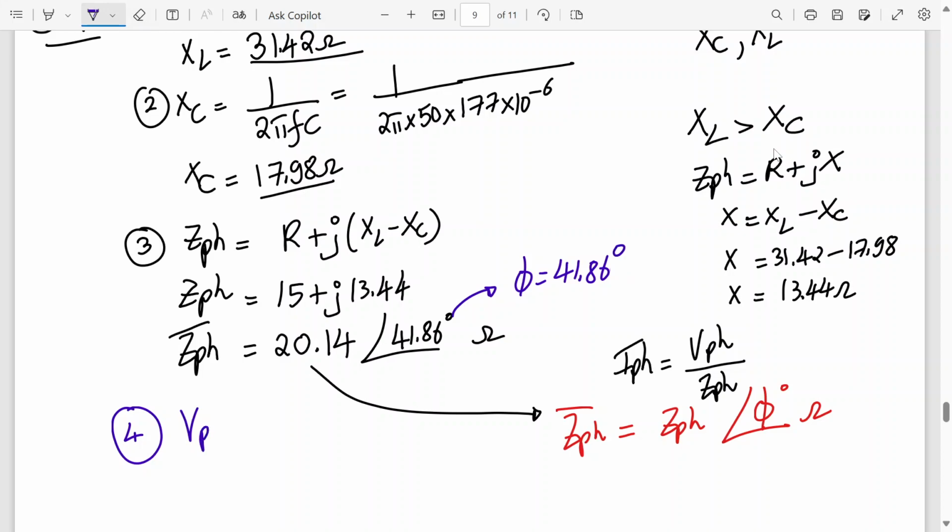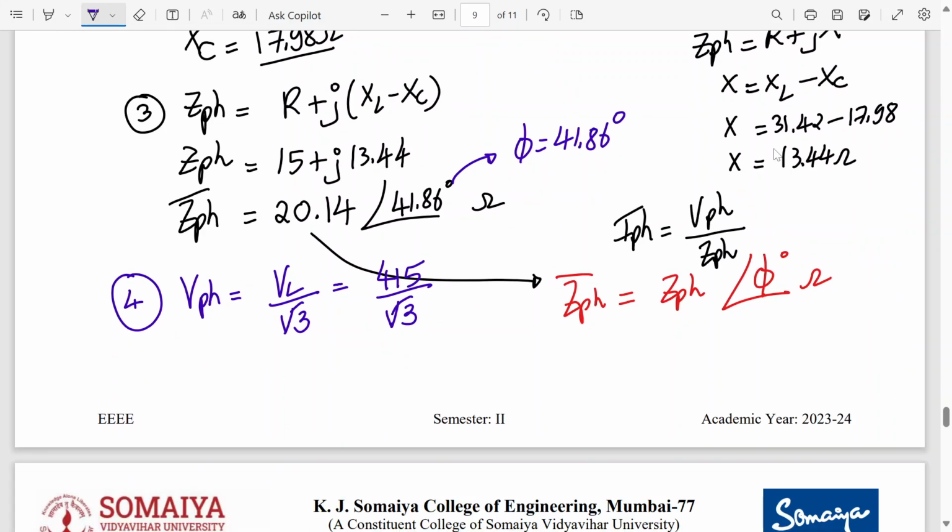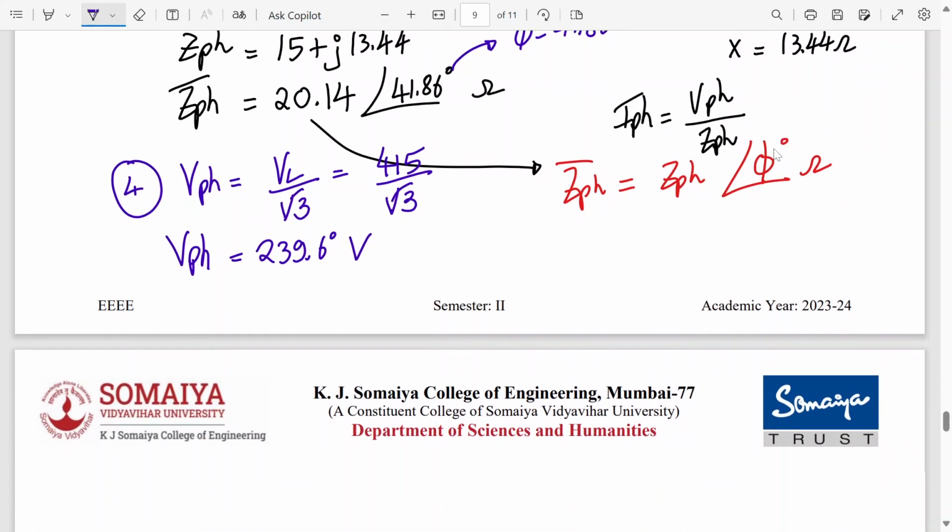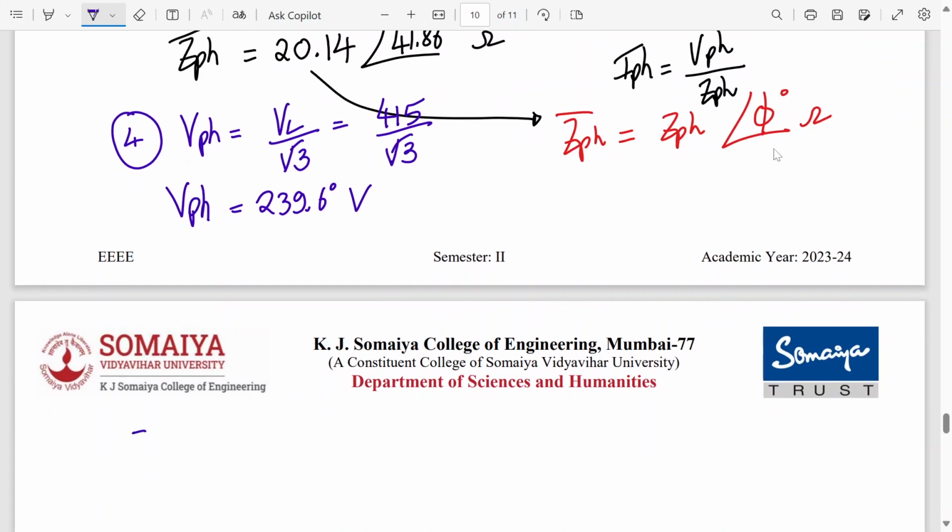Now V phase in terms of VL will be VL by root 3. And how much is VL given? 415 divided by root 3. How much is that? How much is V phase? Volts. Alright. Next we have to find phase current.